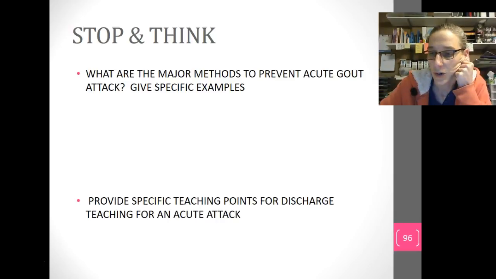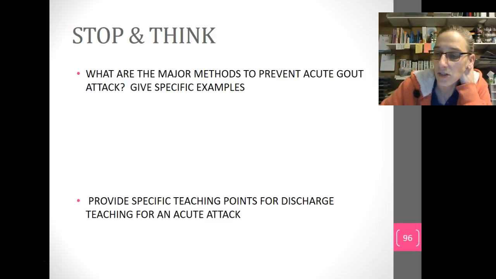And other things you can do are weight loss, avoid fasting, low-carb diets, and rapid weight loss, because those inhibit uric acid excretion. You're going to increase your water intake and decrease your alcohol intake because that contributes to attacks. And chronic use of colchicine.